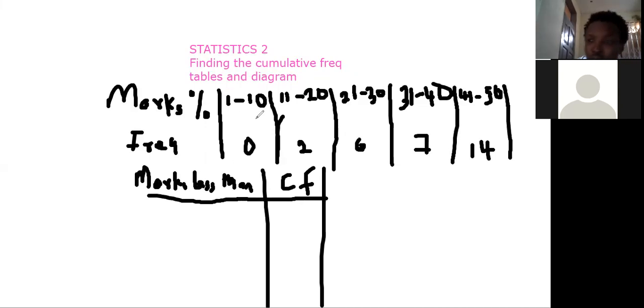This one is 1 to 10, and I said so max. So we can have 10.5. Then the next one is 20.5. So we are always going to use the upper class boundary. We are always going to use the upper boundary. Then we add a half to it, the half of this. So this will be 20.5.